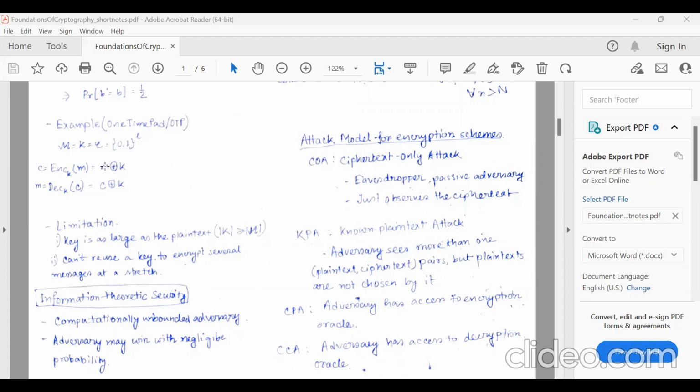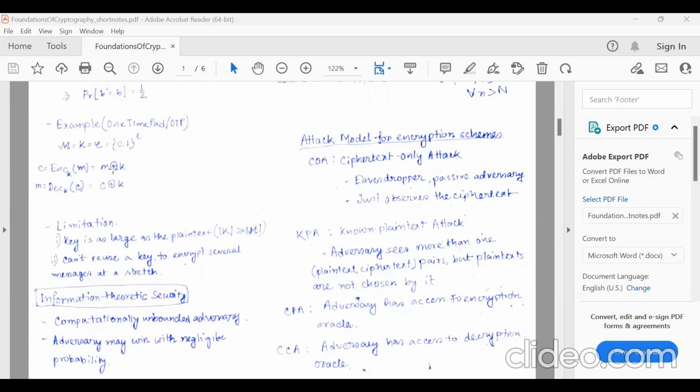So if you want to encrypt some 100 bit message, you need a key also of at least 100 bit. Otherwise, you cannot perform bitwise XOR, right? So the key should be as large as the plain text, and also you cannot reuse a key to encrypt several messages at a stretch, right? So basically to overcome these two limitations, why can you not reuse a key?